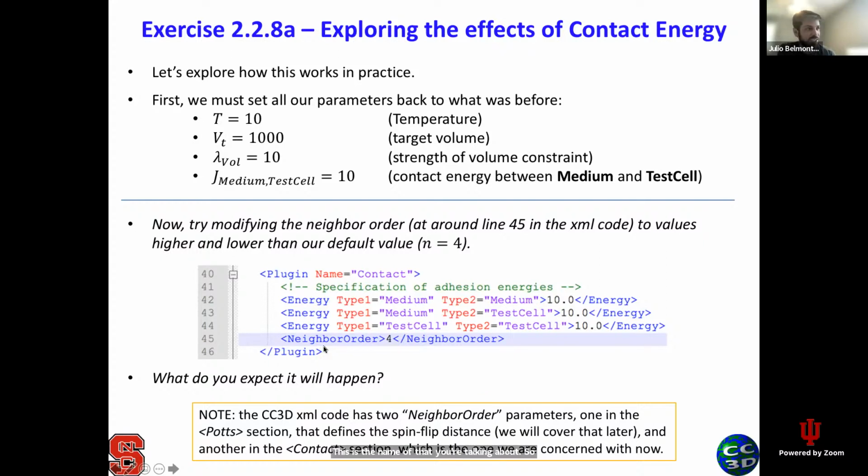So for the exercise now, I would like to do 2 quick exercises. The first one is, let's keep the energy of the cell at 10 and increase and decrease the neighbor order. Let's make a neighbor order of 1 and see what happens. And let's make a neighbor order of 7 and see what happens. Notice that when you look at your CompuCell 3D code in XML, you have 2 tags called neighbor order. The first one is for the site flips, and the second one is for the contact. You want to change the one that is under contact.